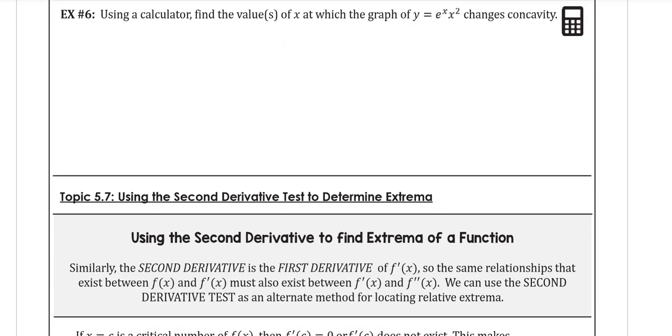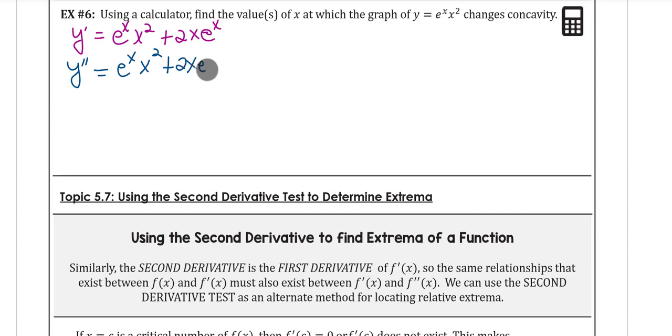Using a calculator, find the values of x at which the graph of y equals e to the x squared changes concavity. Okay, so just like the last example, what we're going to do is take the first and second derivative. So we get, and we're going to have to use the product rule here, e to the x squared plus 2x e to the x. And then to get the second derivative, we're going to have to use the product rule in each of the terms above. So we have e to the x squared plus 2x e to the x.